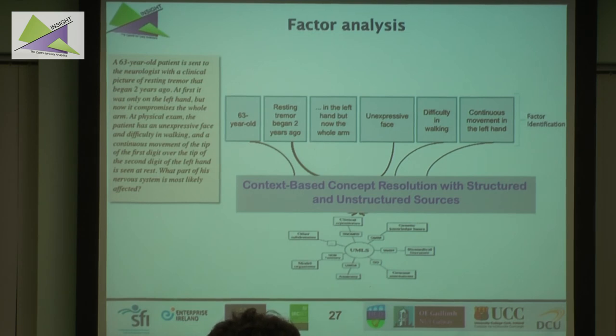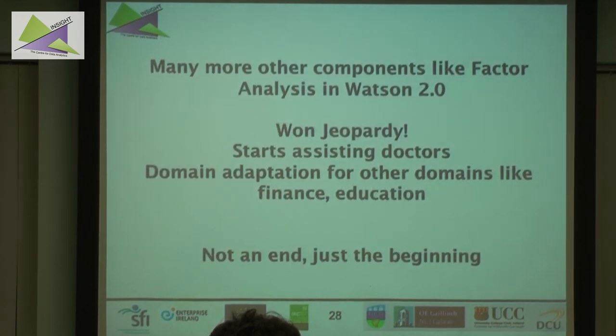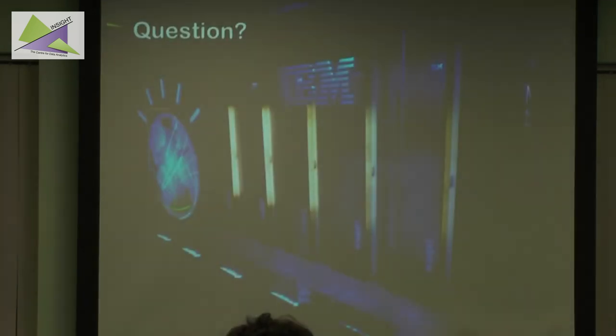Right now we are in the process of filing a patent, and then we'll write the paper on that. There are many other components like factor analysis in Watson 2.0, of course. They won Jeopardy, and now they are starting to assist doctors. They are also doing some domain adaptation for other domains like finance and education. And of course, it's not an end. It's just the beginning for them, I guess.